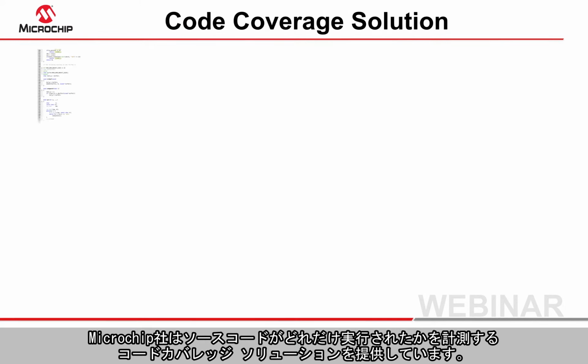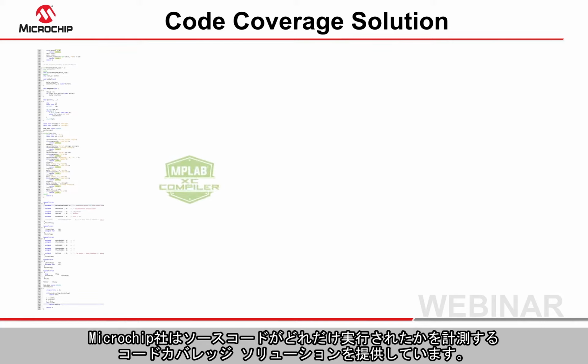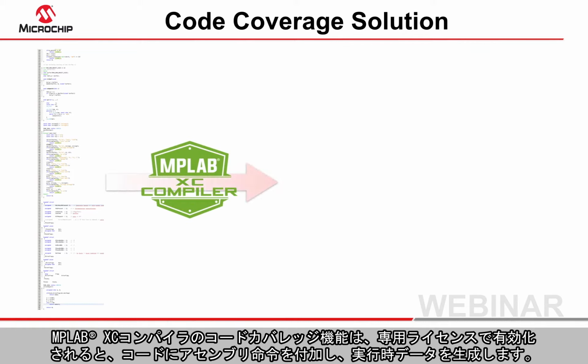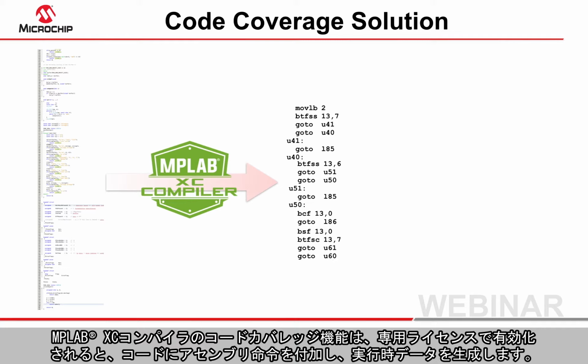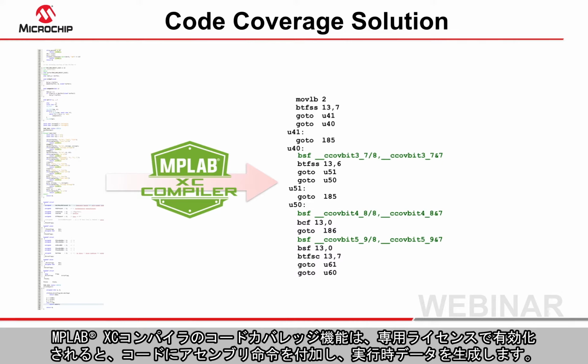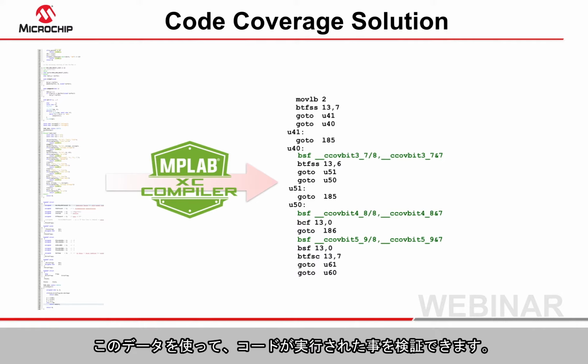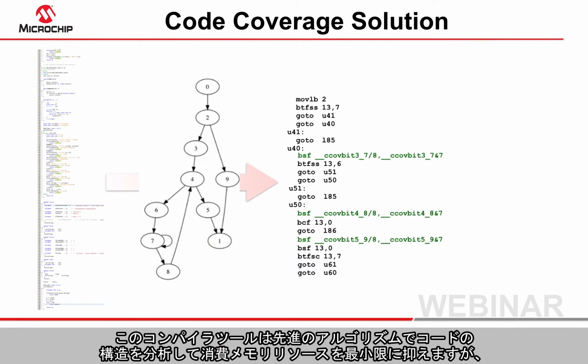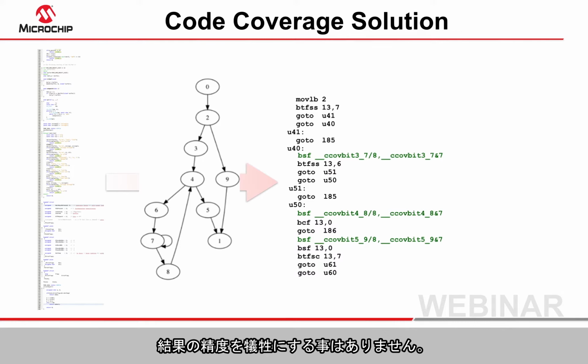Microchip now provides a code coverage solution to measure how much of your program's source code has been executed. When enabled by a special license, the code coverage feature in all of the latest MPLAB XC compilers automatically instruments your code with assembly instructions that, when executed, generate runtime data. This data can be used to verify that the corresponding source code has been executed. The compiler tool uses advanced algorithms to analyze your code structure and minimize the memory resources used by the instrumentation code, but without sacrificing the accuracy of the results.